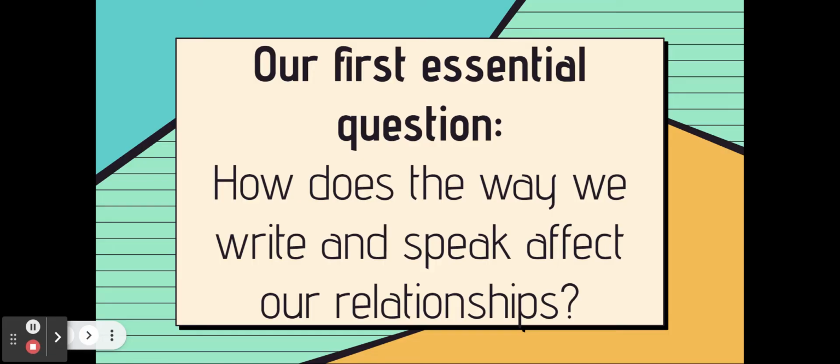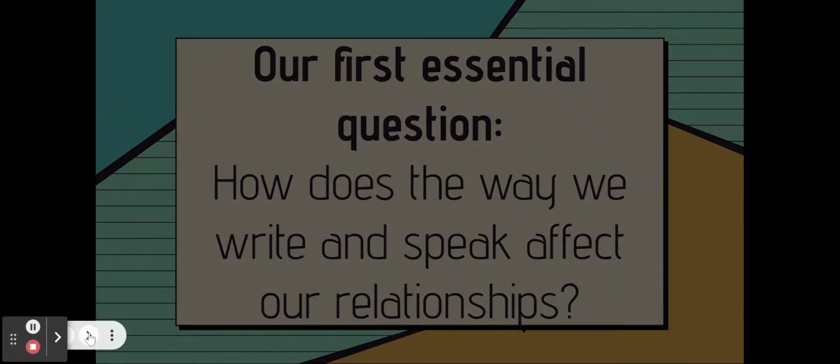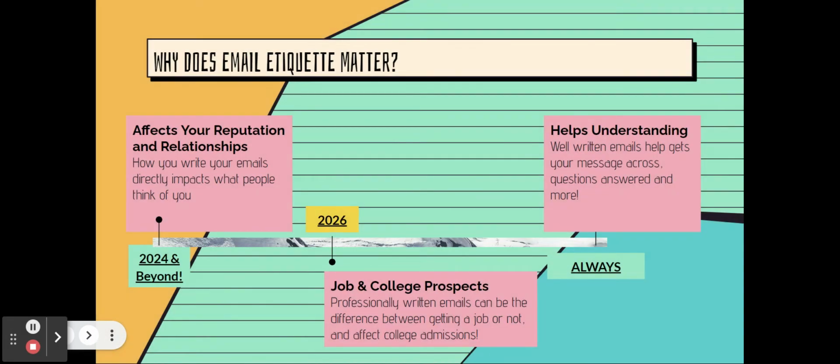Our second typo there, essential question, is how does the way we write and speak affect our relationships? Well, email etiquette. Etiquette is manners, right? You have good manners. You all say please and thank you. You leave things better than you encountered them. Email etiquette is having good manners with your email, and it affects your reputation and your relationships.